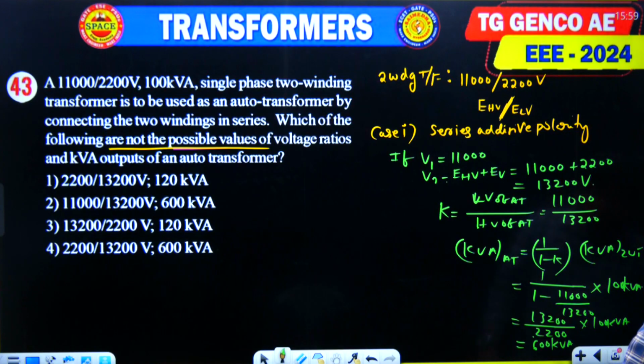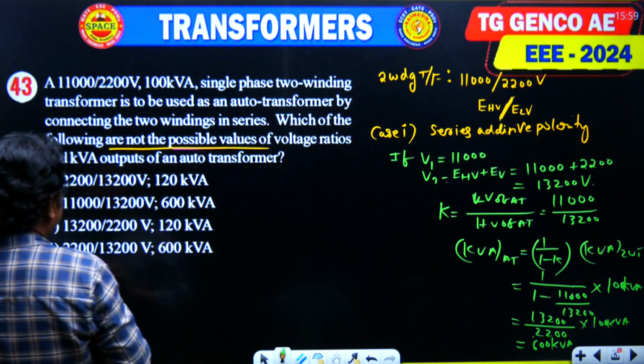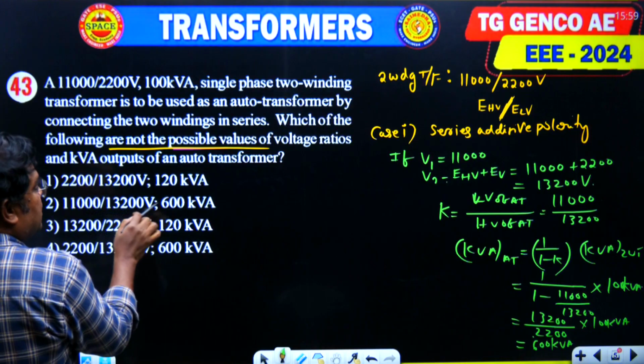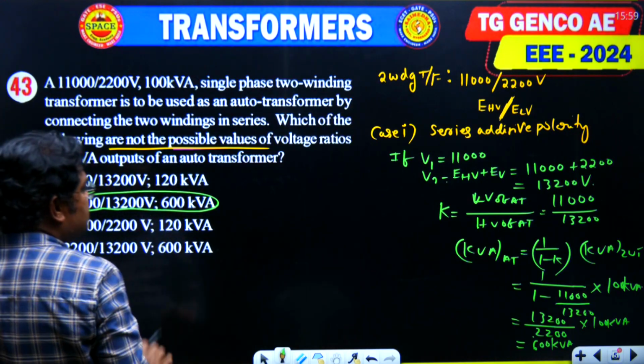So now the voltage rating. So it is 11,000 by 13,200. So this is the rating of the transformer, so we can eliminate this option.